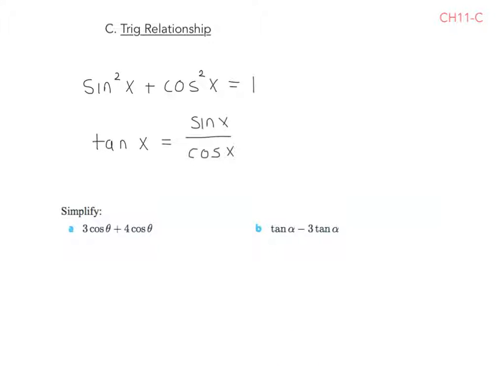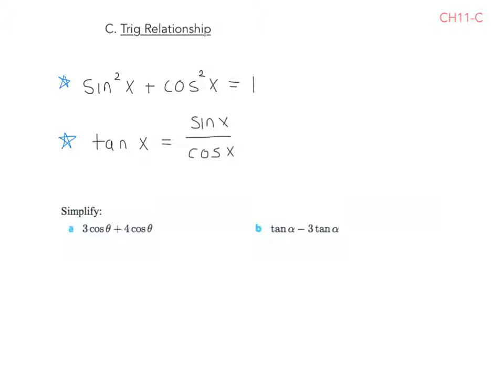In this video, we will talk about trig relationships. First one is a trig identity where sine squared of an angle plus cosine squared of an angle is equal to 1. The other one is tangent of an angle is equal to sine of an angle over cosine of an angle. We will use both of these equations later on in the problem.